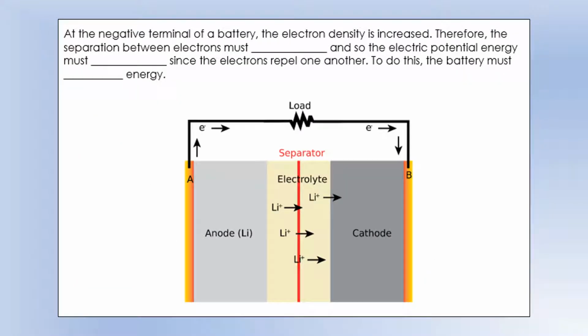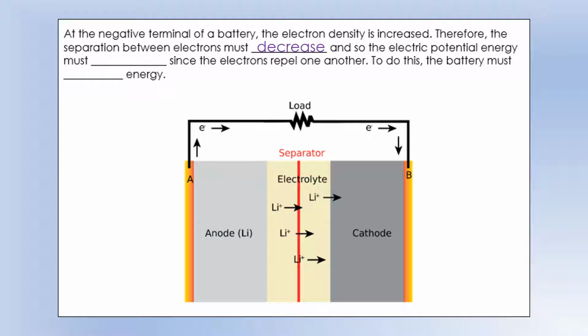Let's now have a look at that in terms of EMF to see the similarities and the differences. At the negative terminal of a battery, the electron density is increased. You can see on the left-hand side of the diagram at the anode, what the chemical reaction inside the battery is doing is effectively outputting electrons. That increases the electron density, or the number of electrons per unit volume. If we increase electron density, the separation between electrons must decrease, so they're all packed a little bit closer together.